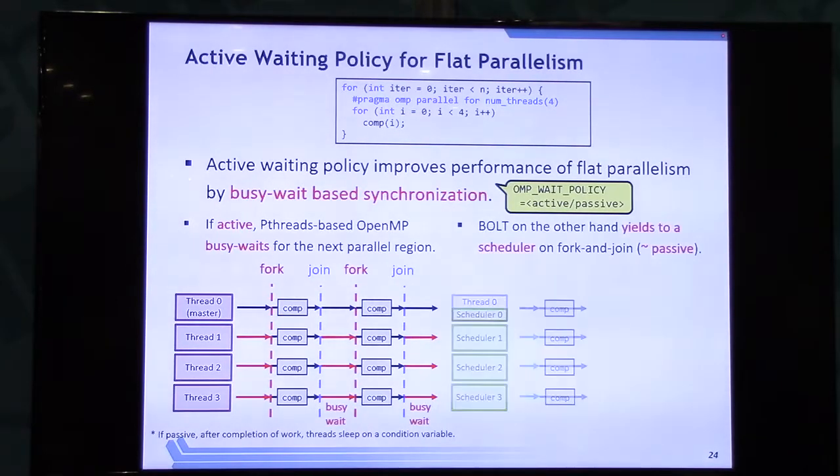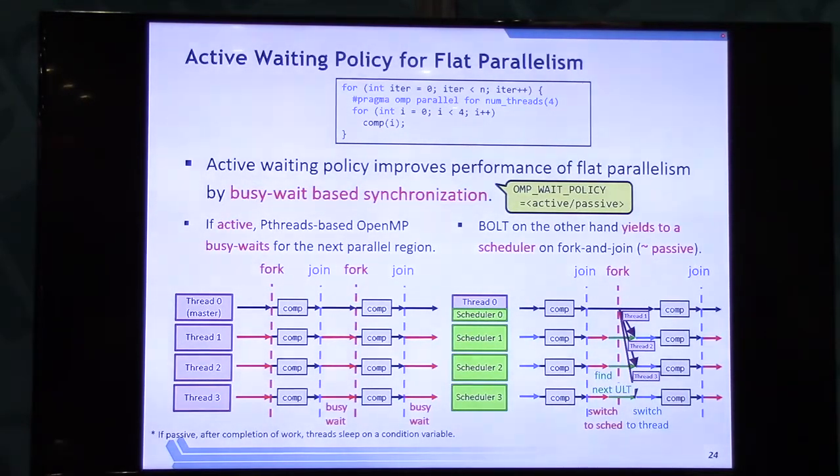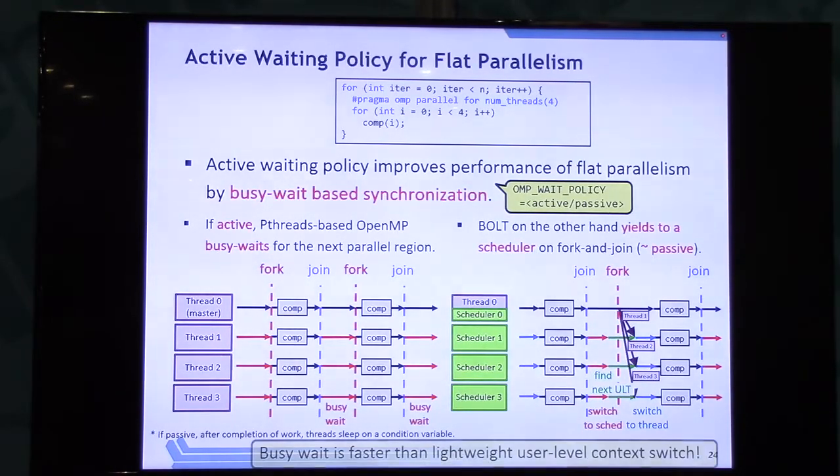On the other hand, ULT-based systems always rely on user-level context switching, user-level fork and join. So after join, ULTs go back to schedulers and try to find the next available work. The master thread will prepare new threads and they're picked up by schedulers like this, and then switch to threads and run computation. Since user-level scheduling is faster than OS-level threads, suspend and resume is very fast, but still, compared with flag checking, this user-level thread operation is slower.